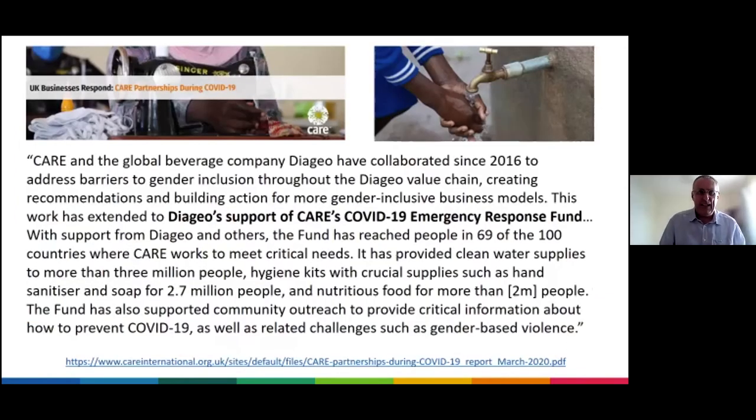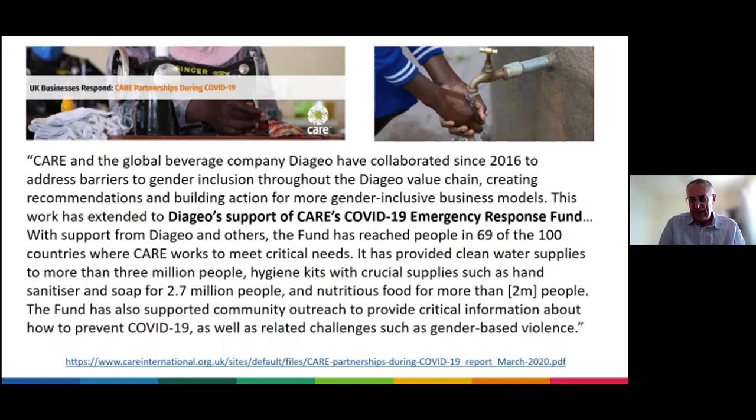And there's a number of equally questionable partnerships emerging in the context of international NGOs as well. The leading humanitarian international organization CARE has since 2016 been collaborating with Diageo to address barriers to gender inclusion throughout the Diageo value chain. And this has been given a new spin in the context of partnership with Diageo in COVID response, with claimed contributions to reaching people in 69 of the 100 countries where CARE works, providing clean water, very extensive claims around basic provision, as well as meeting challenges around gender-based violence.